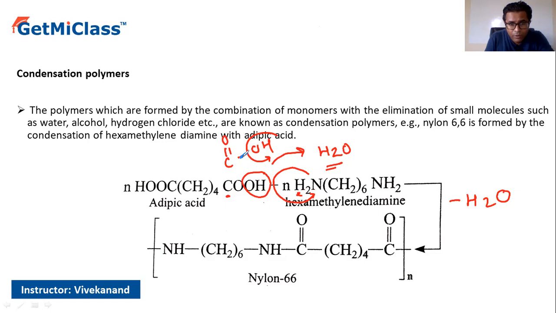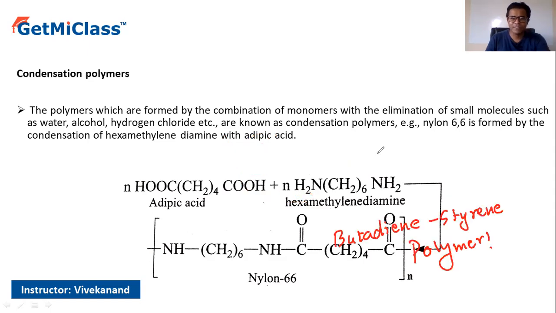As a result, this particular bond, C double bond O, is formed. This carbon is going to form the bond with this nitrogen here, and you will see it happening like this. So this is how it all happens. A condensation polymerization usually eliminates smaller molecules such as water or sometimes HCl. So this falls under the condensation polymerizations. Let's go further.